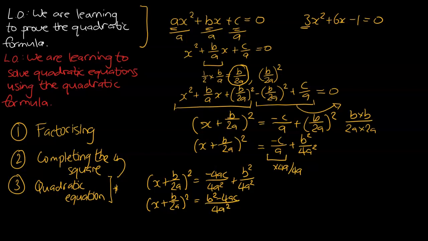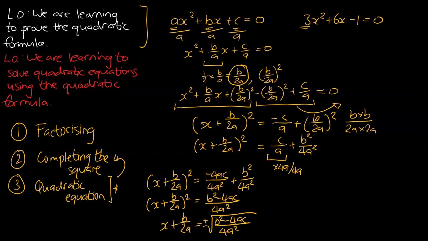So we've simplified that right-hand side as much as we can. The next thing to do is to start getting rid of the stuff around the x on the left-hand side. So the first thing we can do is get rid of the squared, which becomes the square root. So that means x plus b over 2a is going to be equal to the square root, which is a plus or a minus, of b squared minus 4ac divided by 4a squared.